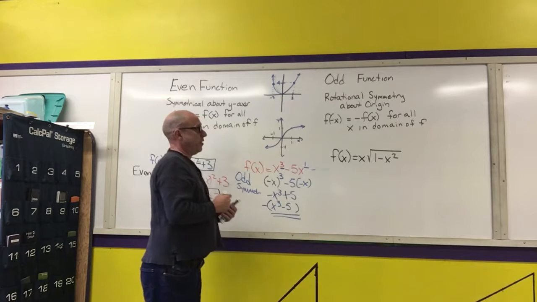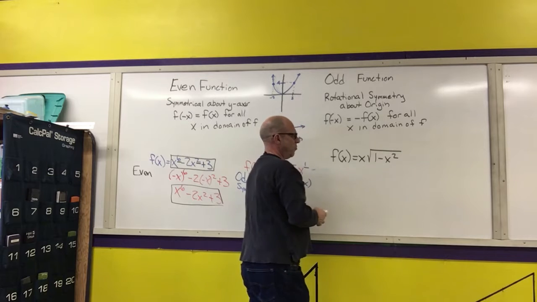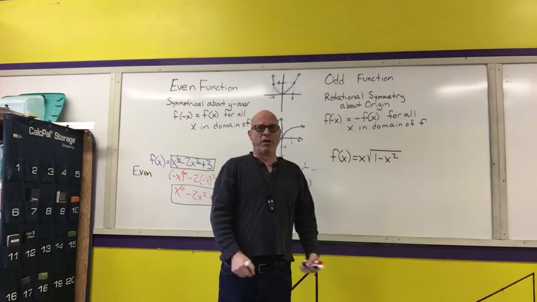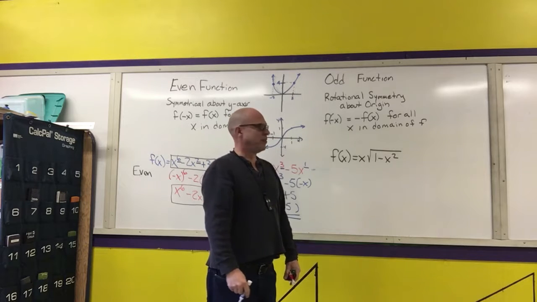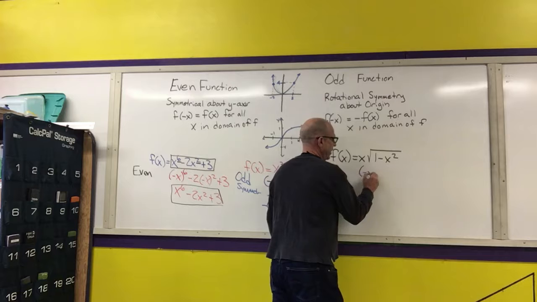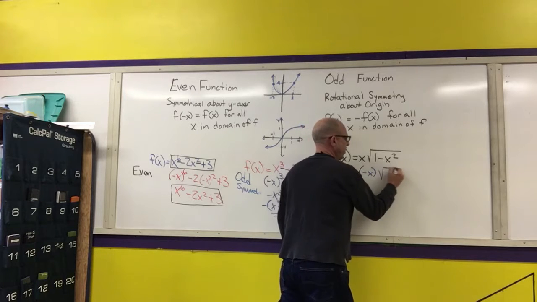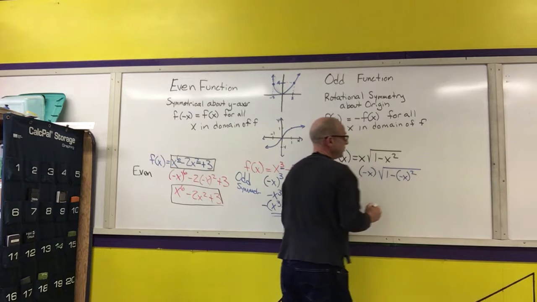So let's look at another function. This function is f of x equals x times the square root of 1 minus x squared. I want to know whether or not this function is symmetrical. The way you test whether it's symmetrical is you put a negative x in for x. So I'm going to put a negative x times the square root of 1 minus negative x quantity squared.